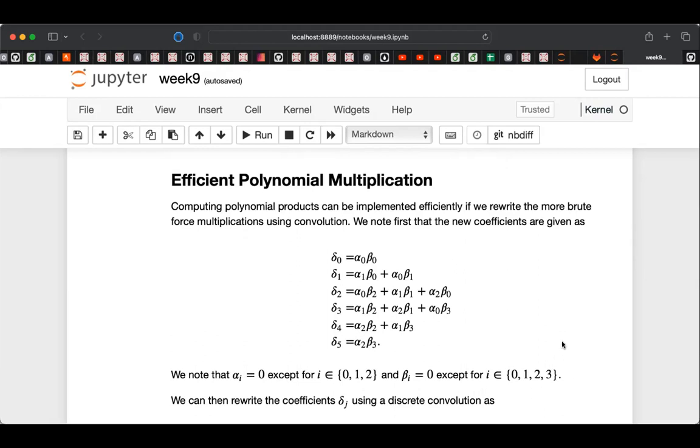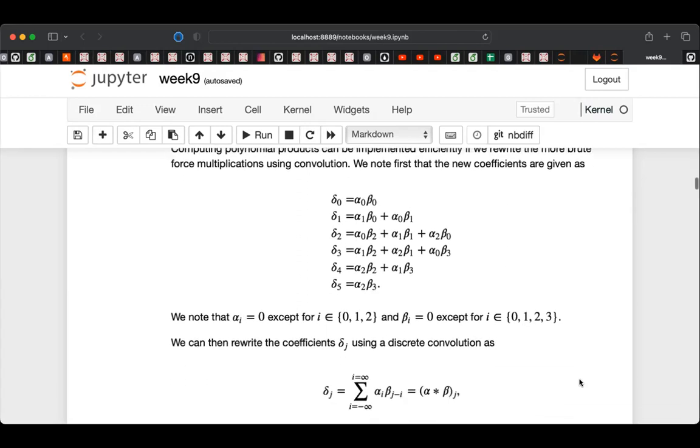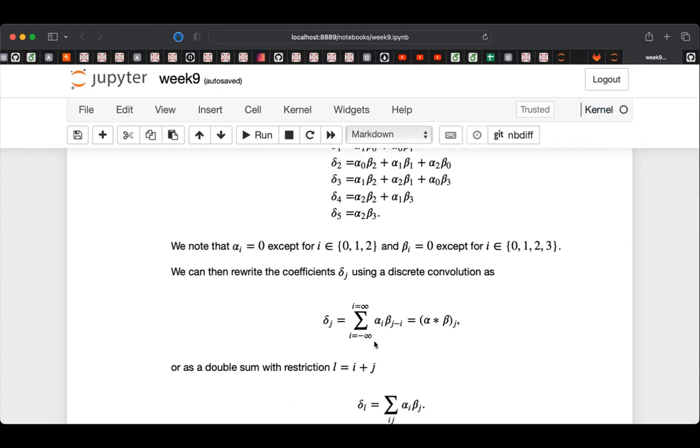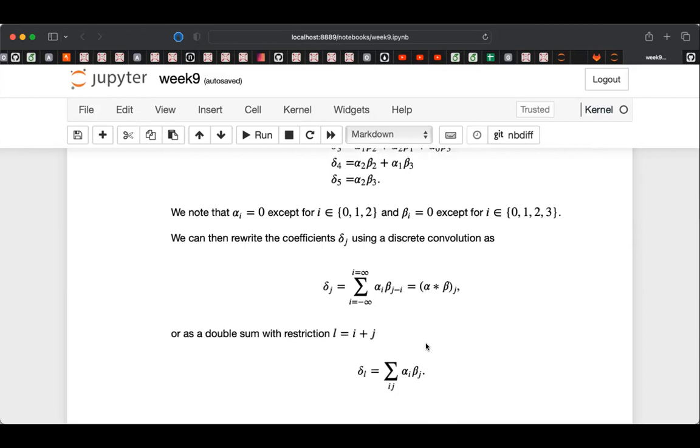And same with the betas, they have only 4 possible values, which is obvious because they are second and third order polynomials respectively. So you can then rewrite these coefficients using a discrete convolution, which is now a sum from, in principle, i equal to minus infinity to plus infinity. And you would typically rewrite it like this, or as a double sum. Clearly, you would never sum from minus infinity to plus infinity. You would only sum over those values of i where alpha_i and beta_i are different from 0. So that clearly simplifies things.